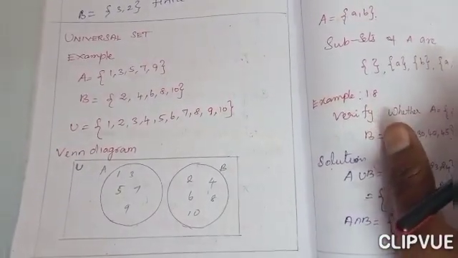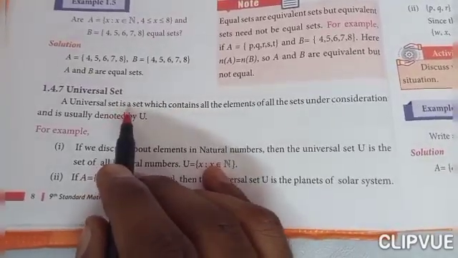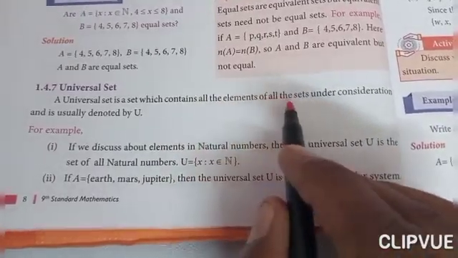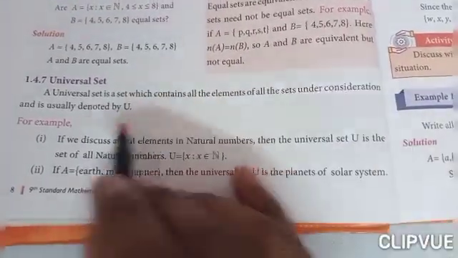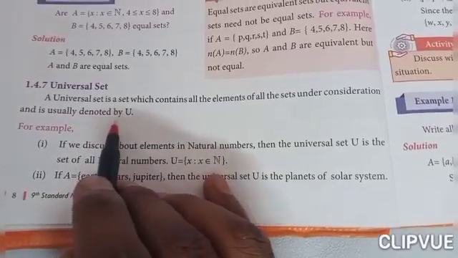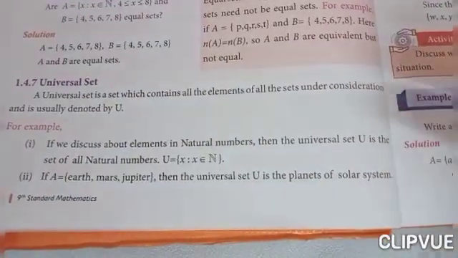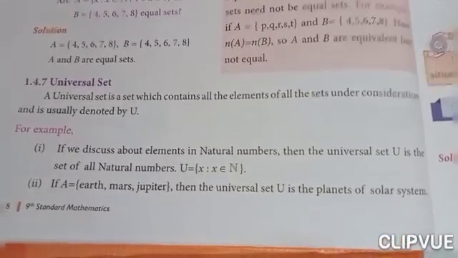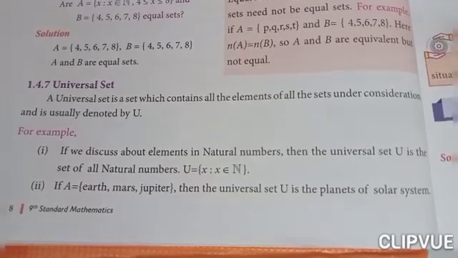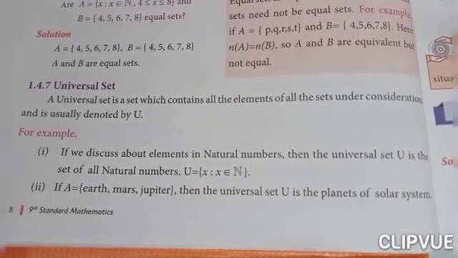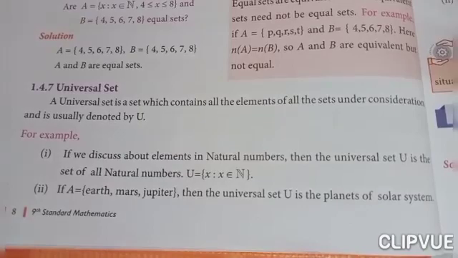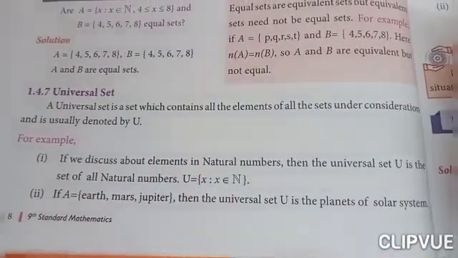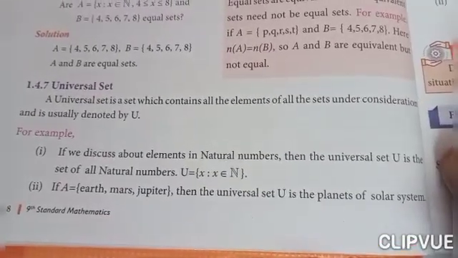One more time I will read the definition. A universal set is a set which contains all the elements of all the sets under consideration and is usually denoted by capital U. What are the sets we are taking for consideration? In the English alphabet example, in set A I have taken the English vowels, in set B I have taken the consonants. So the universal set, all the letters in the English alphabet, is termed the universal set.